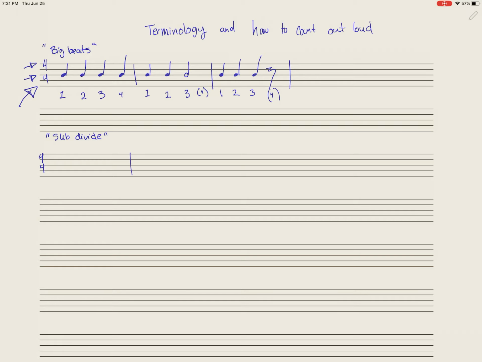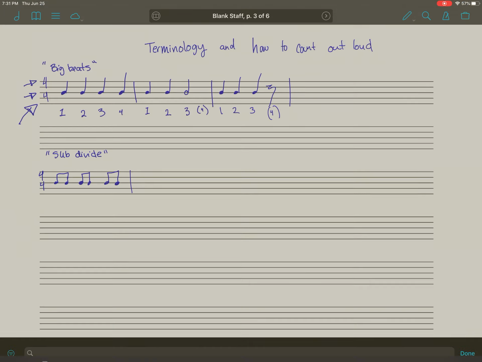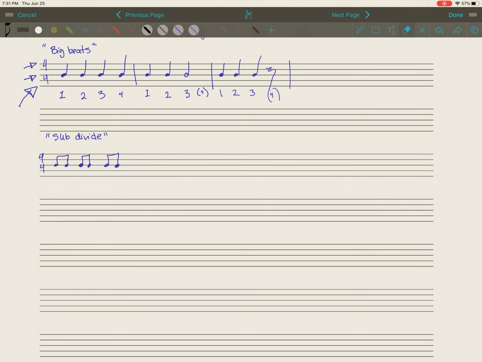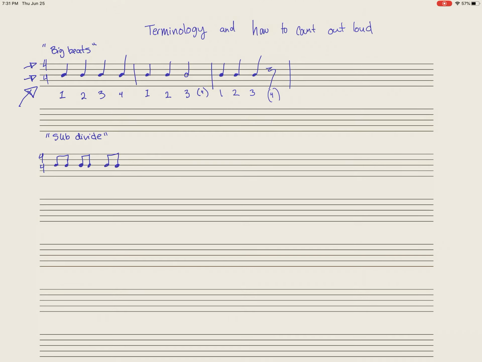So if there are subdivisions in something like 4/4, what you are likely to see are some eighth notes. These note values are smaller than a quarter note. Always encountering fun things with technology here. So these are smaller than a quarter note. Now if you were to count this out loud, the important thing here is that our big beats are identified at exactly the same time in the measure, regardless of these subdivisions.